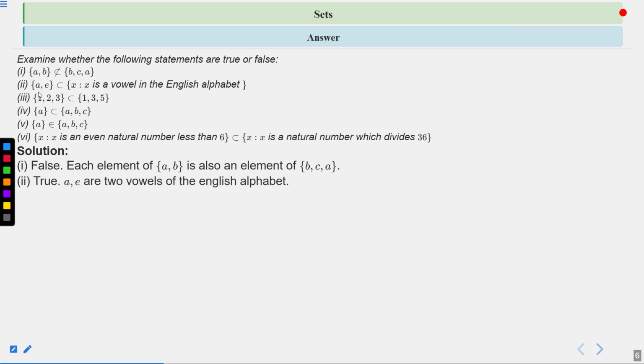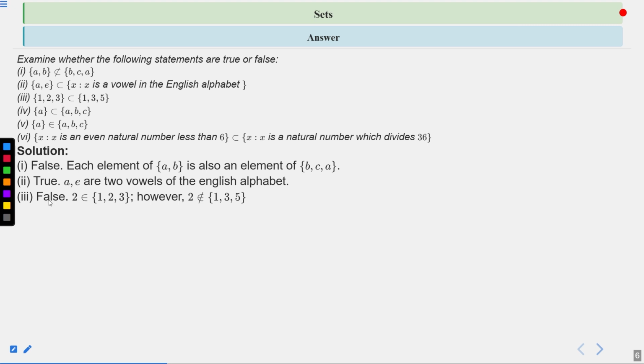Now second one is true. Why? So from the definition, it is easy to verify that all the elements from this set, in this case A, E, belong to the set described here. So if you write the roster form for this, you will get A, E, I, O, U, meaning A and E will be there. So true. Simple.